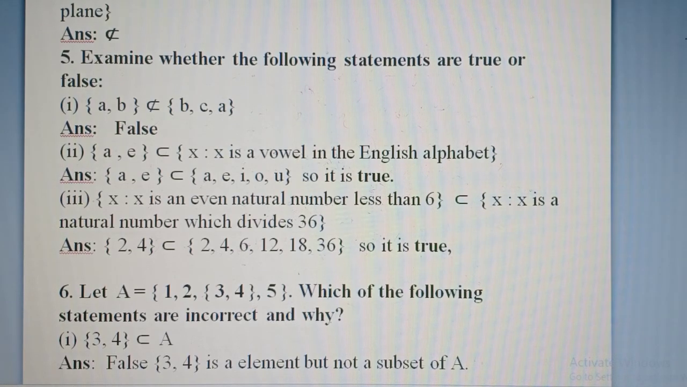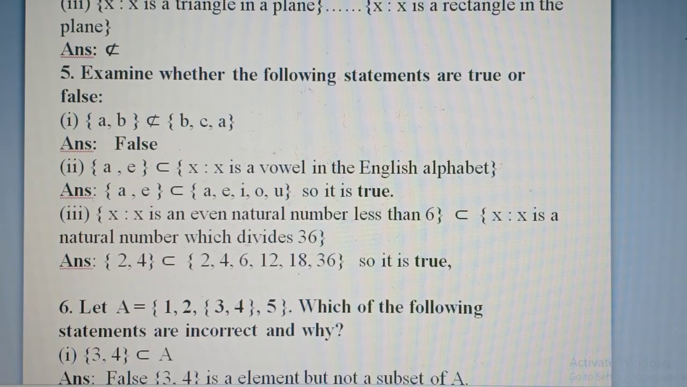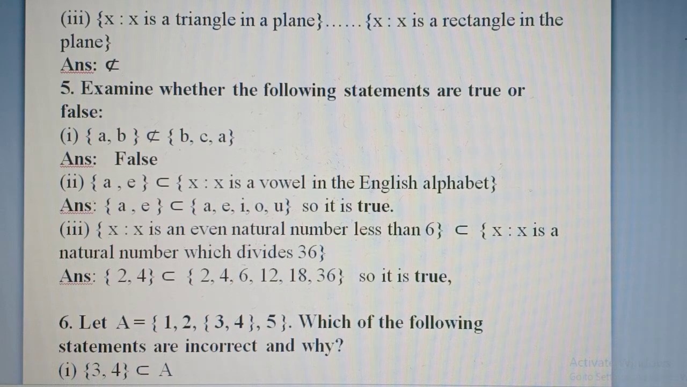Next one is, x such that x is a triangle in the plane, and x such that x is a rectangle in the plane. So students, it is not a subset because this set is a set of triangles and this set is a set of rectangles. So a triangle cannot be formed from a set of rectangles, right students? So this is not a subset.